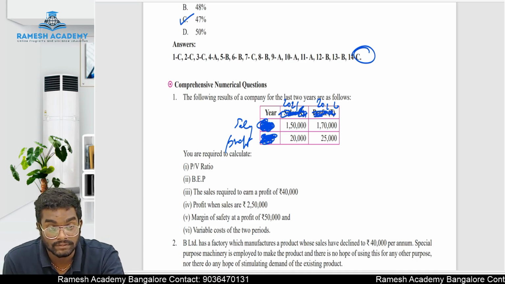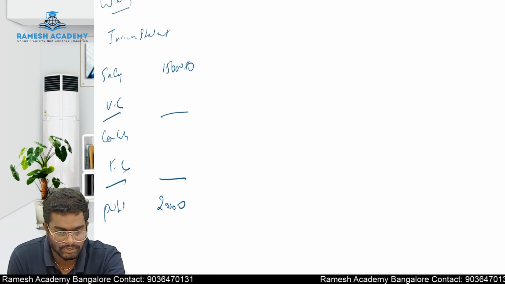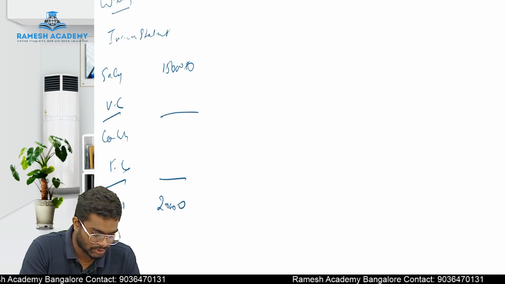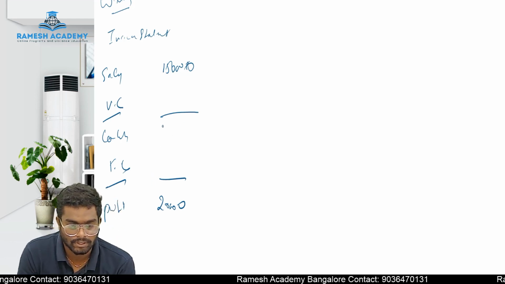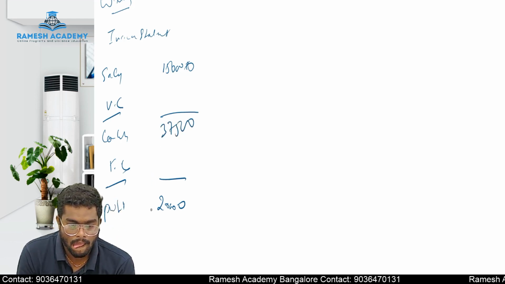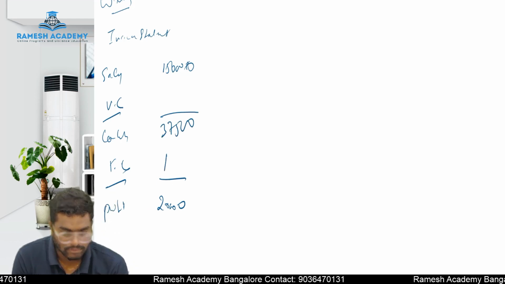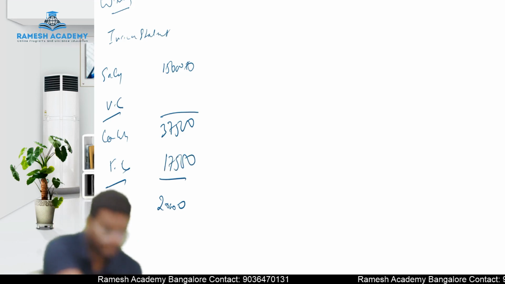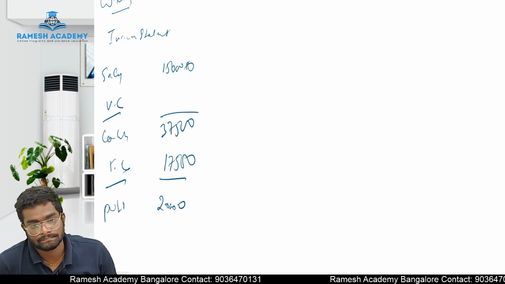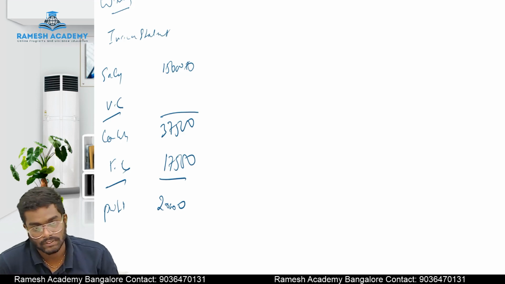So they have interchanged. Okay, so my PV ratio is 25%, which means my contribution is 1,50,000 into 0.25, which is 37,500. And profit is 20,000, which means the fixed cost is 17,500. Accepted. So you can check for 2022 also. You'll get the same thing.